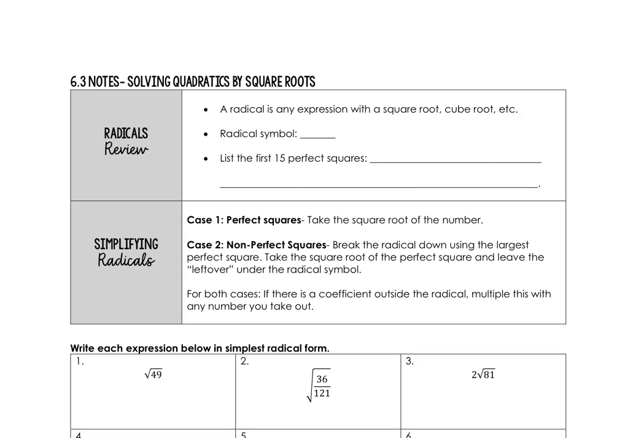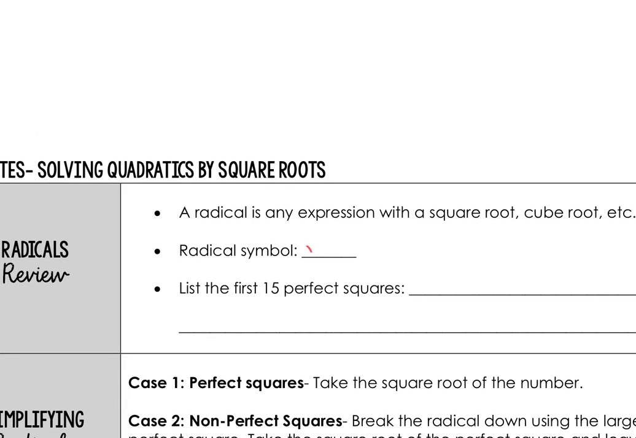Okay, so in 6.3, we're going to look at solving quadratics using square roots. But before we talk about how to solve, let's review radicals. A radical is any expression with a square root, a cube root, etc. It could be a fourth root, fifth root, whatever. Your radical symbol looks like this, that square root symbol.